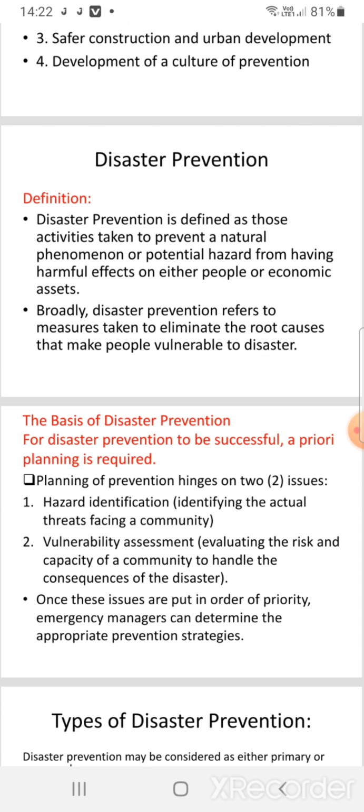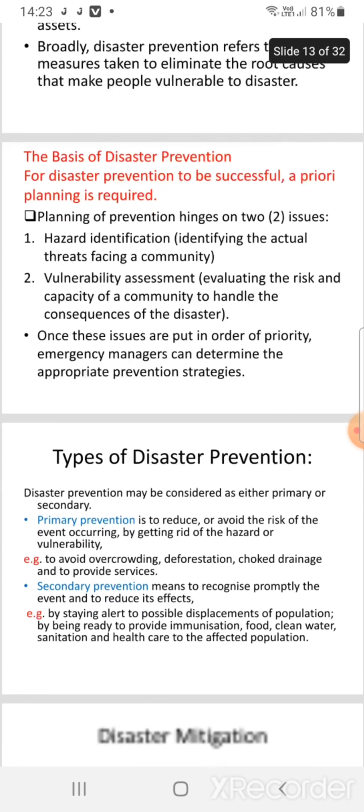Suppose we take the COVID pandemic situation. A number of deaths are occurring and people are vulnerable to the disease. But the measure taken to eliminate this is vaccination. These things will enhance the health of the people, and the root cause that makes people vulnerable to the disease is eliminated. So, that is an example for the same.